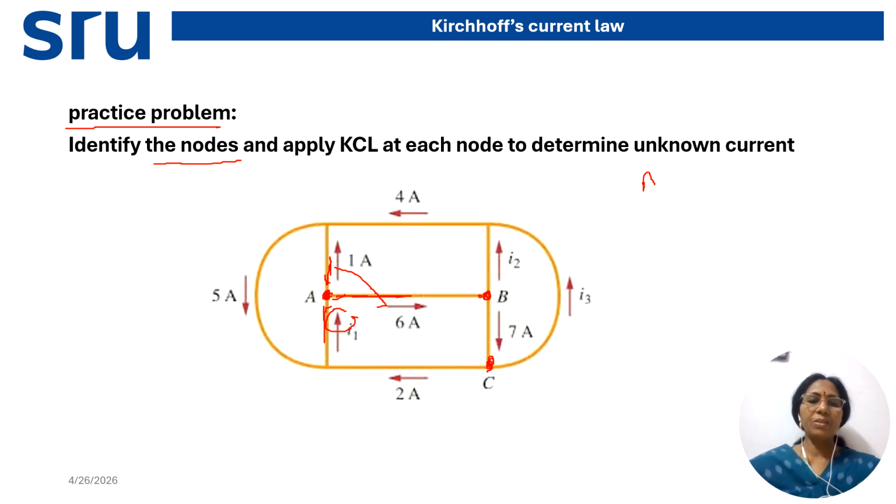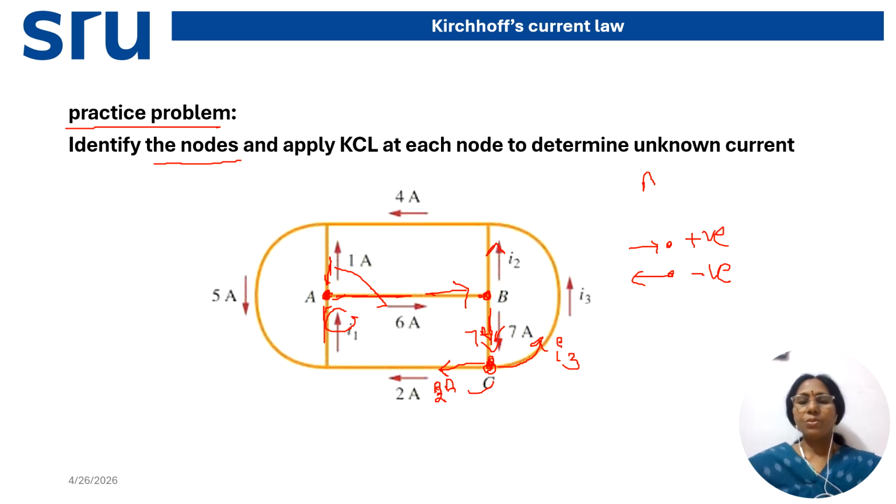Similarly at point B also, this current is a known current, this current is a known current, leaving the node, and find the I2 current. And similarly at node C, this current is an unknown current, it is I3, and this current is a known current, 7 ampere, and this current is 2 ampere leaving the node. Okay. So take the direction of current. If current is towards the node, take positive, and if current is leaving the node, negative. Okay. So like this you just practice this problem and find out the currents I1, I2 and I3.